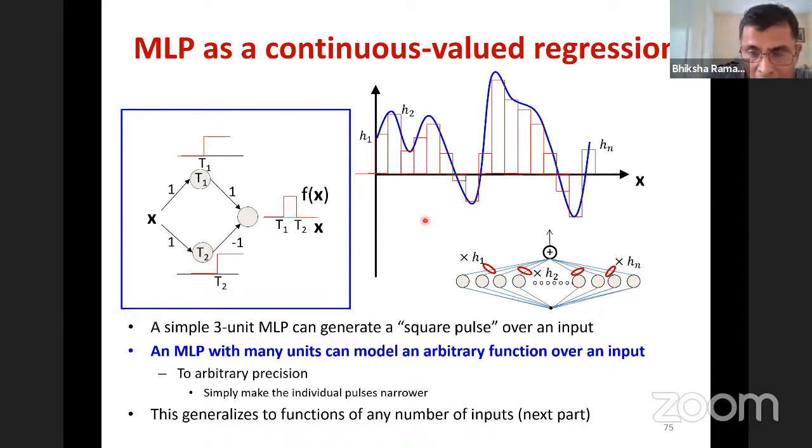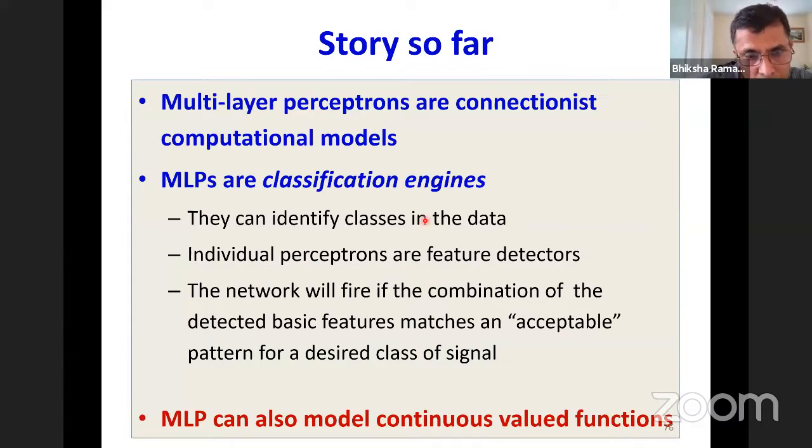In other words, I can approximate the blue function with the level of precision that I want, regardless of how much precision you require of me. So a neural network can model continuous valued functions. So in other words, a neural network can model pretty much anything.